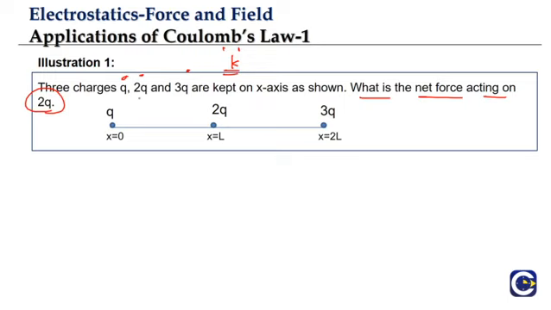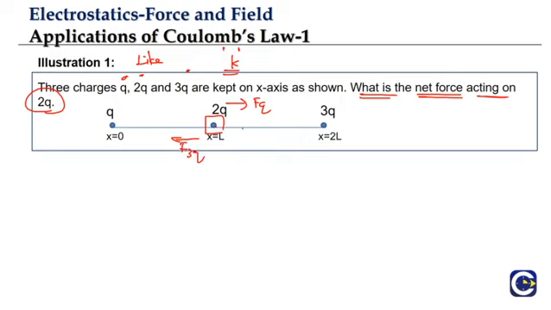Here, if you look at it, there are three charges Q, 2Q, 3Q. All of them are like charges, meaning if Q is positive then 2Q also will be positive, and 3Q also will be positive. We need to find the net force acting on 2Q. Just focus on 2Q. 2Q will be repelled by Q, so the force acting on 2Q because of Q will be towards the right side. 2Q will be repelled by 3Q also, so the force acting on 2Q because of 3Q will be towards the left.